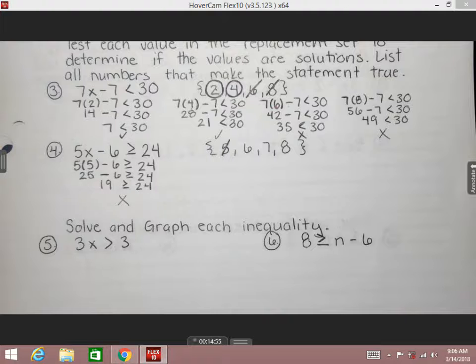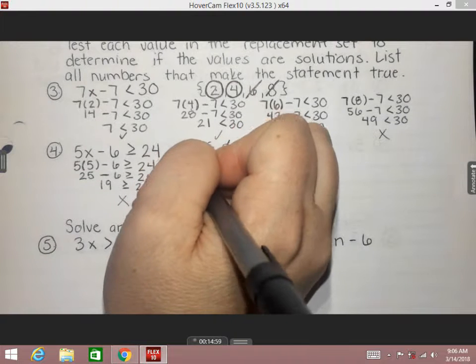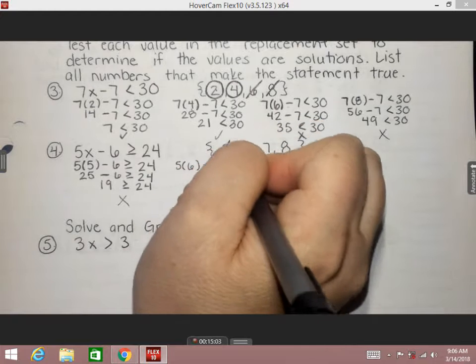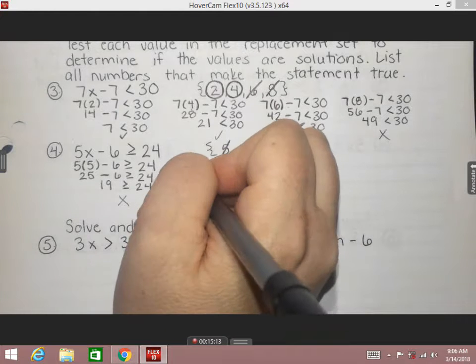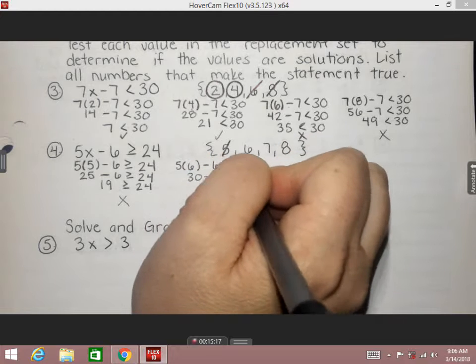Use 6. So now we're going to do 5, parentheses, 6 minus 6 is greater than or equal to 24. So now we're just checking to see if that one works. Again, we're going to start with those first two numbers, with our multiplication here. What do I get there, Cameron? 30 minus 6 is greater than or equal to 24.